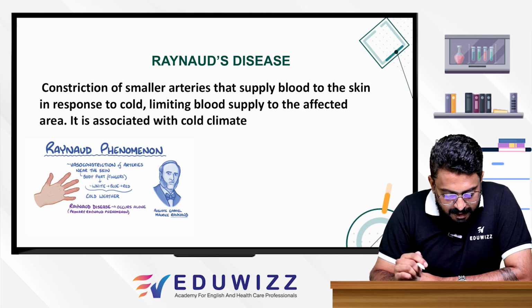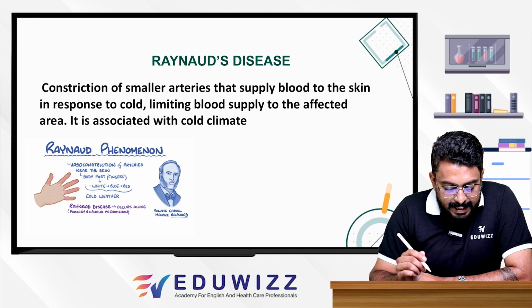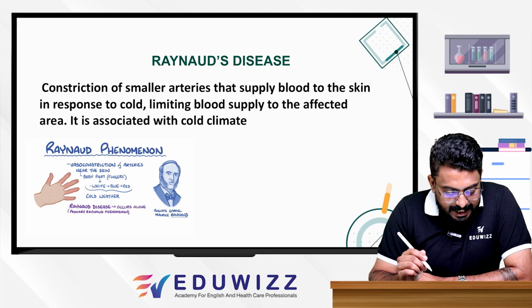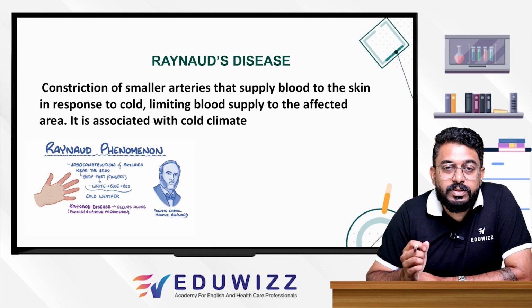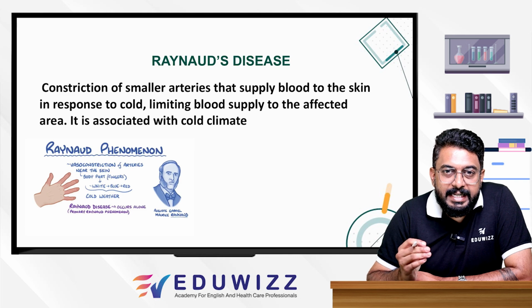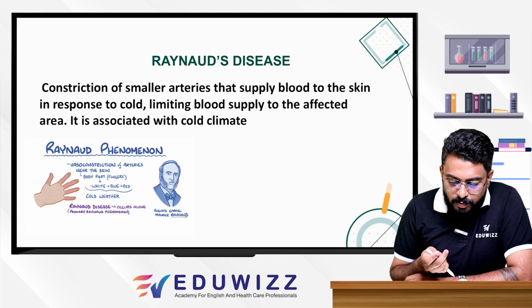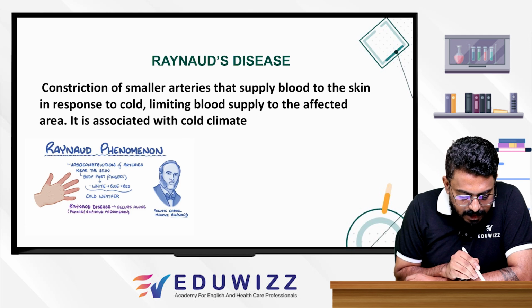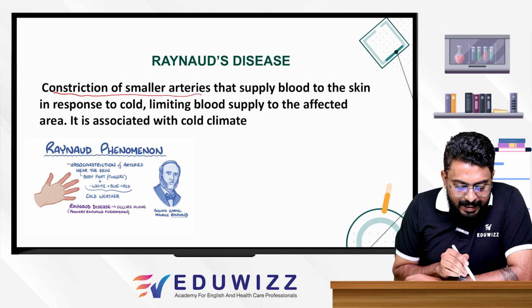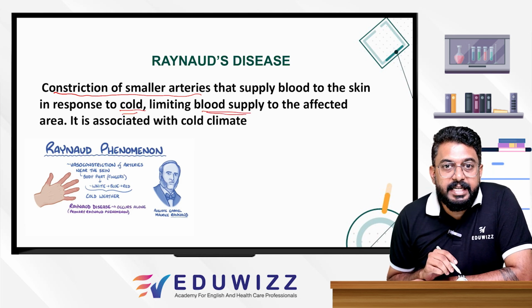Constriction of small arteries that supply blood to the skin in response to cold, limiting blood supply to the affected area. Okay, so what happens? Vasoconstriction of the arteries of the extremities due to cold exposure. As a result, the blood supply to that area will be affected. This is Raynaud's disease. So the key points are: constriction of small arteries in response to cold climate, limiting blood supply to the affected area.